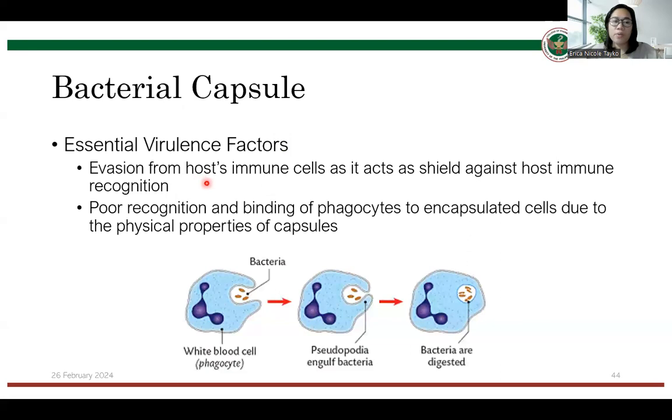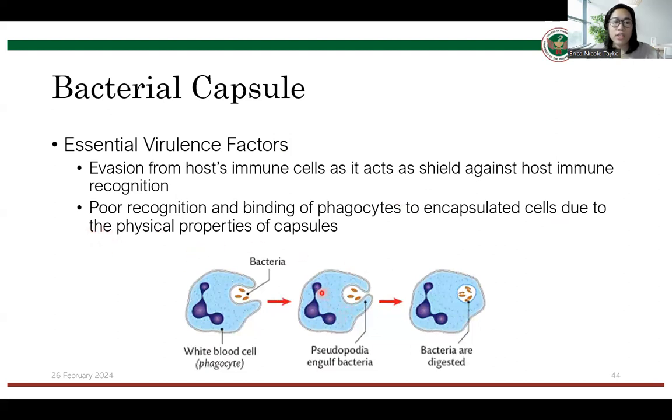So for example, when a human is infected with bacteria, because of the presence of the capsule of a bacteria, they can now evade the immune system of the host. So it also acts as a shield against host immune recognition.